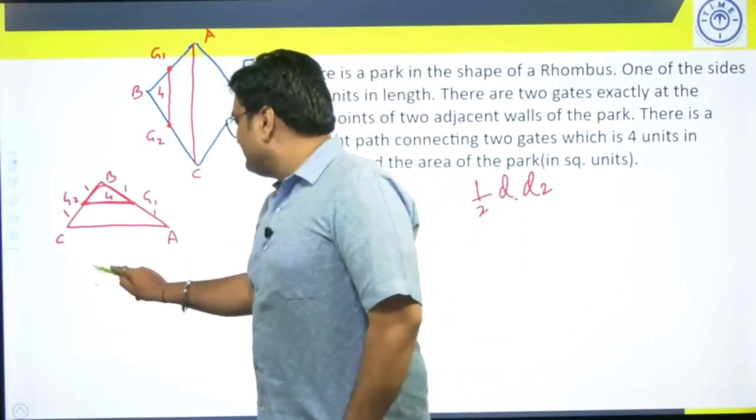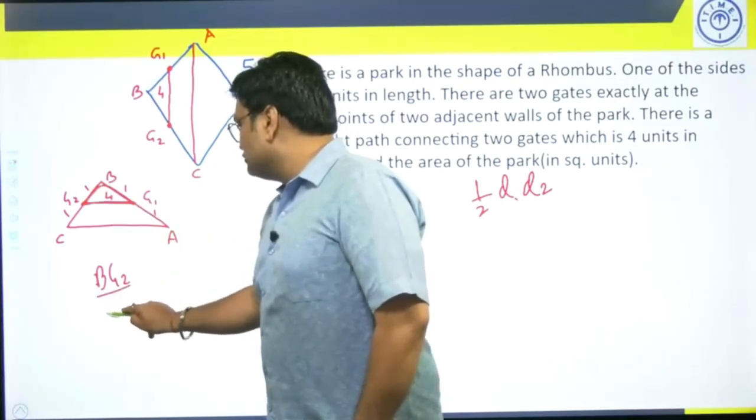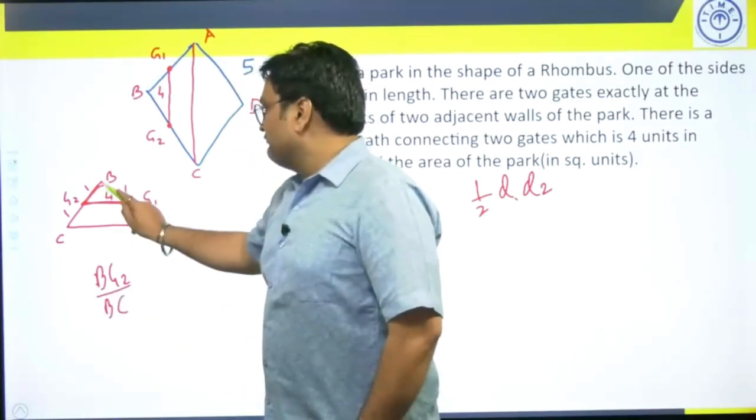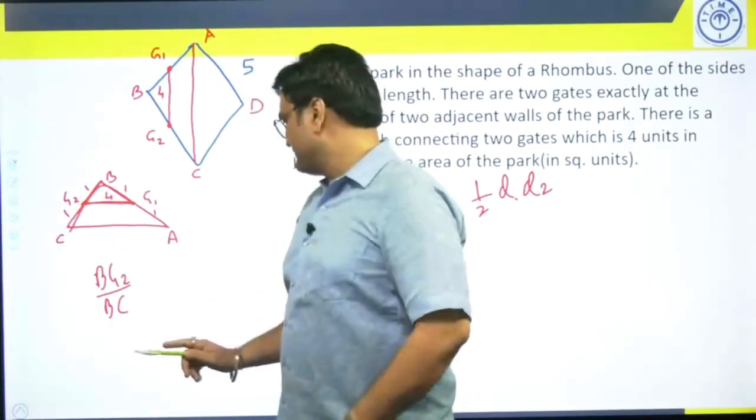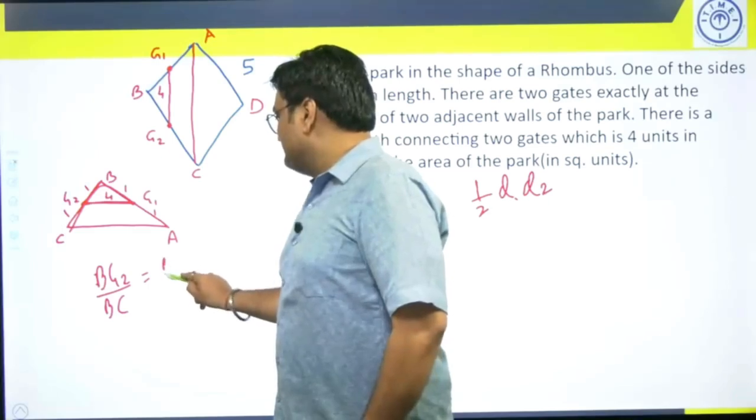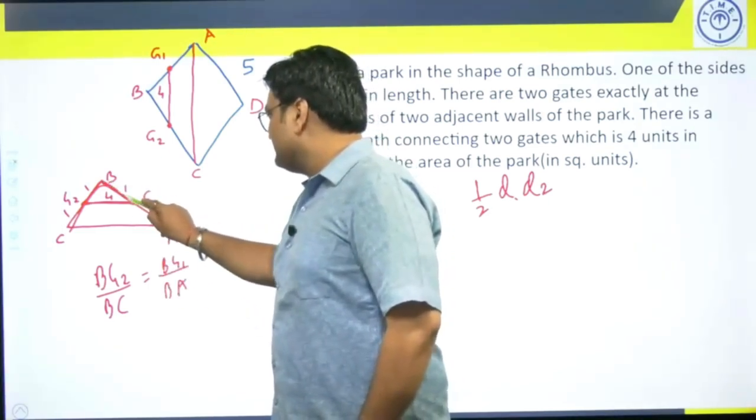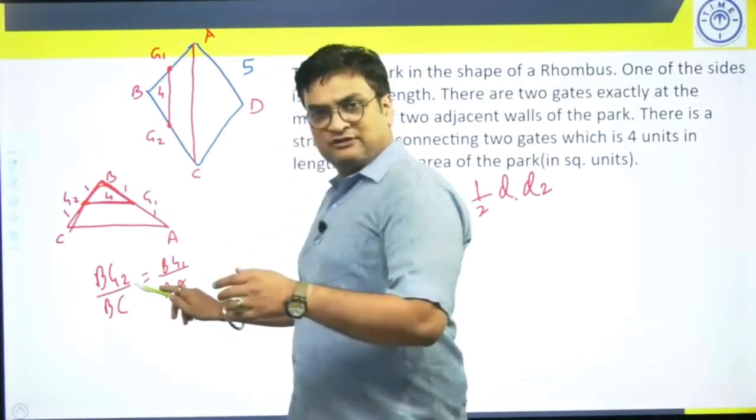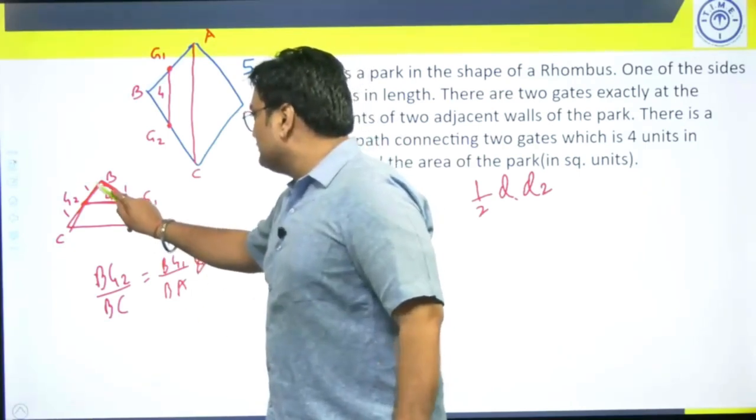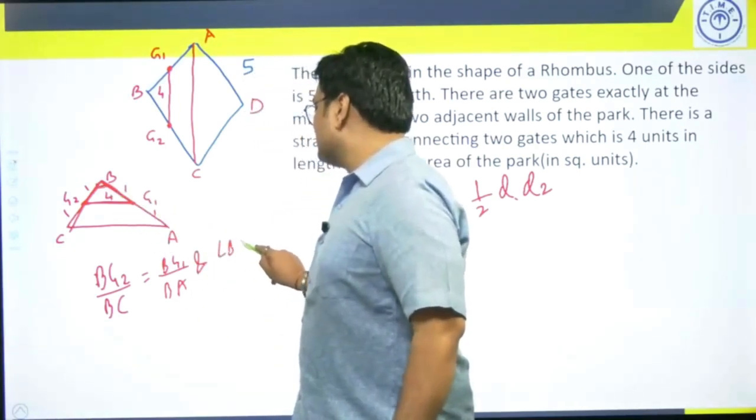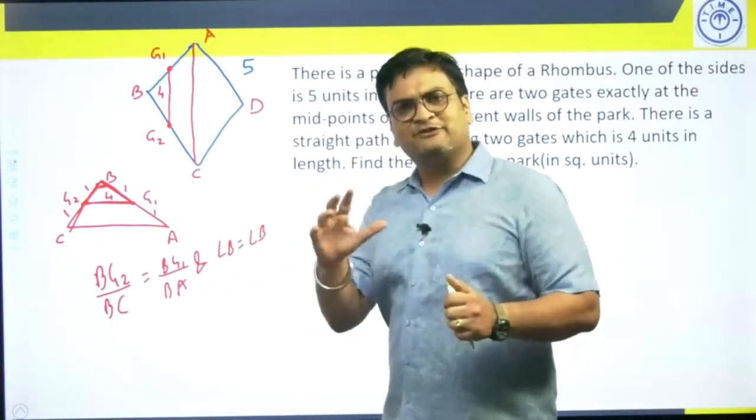The ratio of BG2, this side, to BC, 1:2. BC is 2 units, BG2 is 1 unit, is the same as BG1 by BA, this is 1 unit, this is 2 units. So two sides have the same ratio. And also look at the included angle, angle B in the smaller triangle is the same as angle B in the larger triangle. So by SAS we can prove them to be similar.